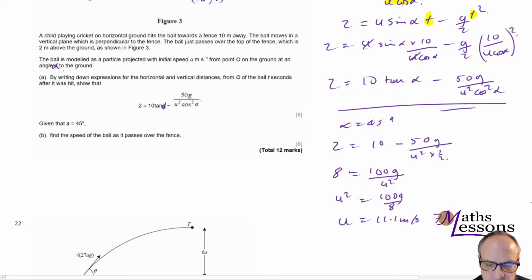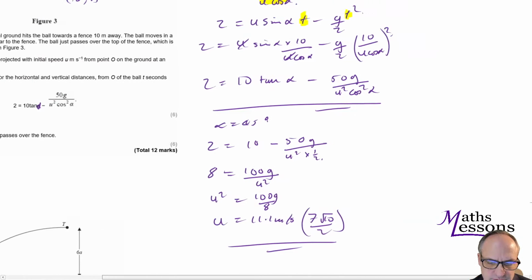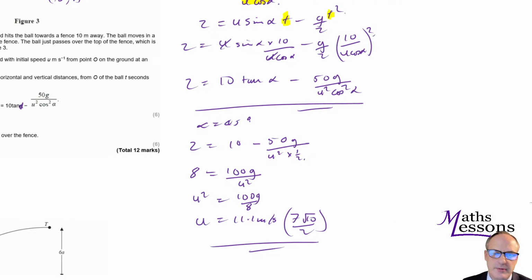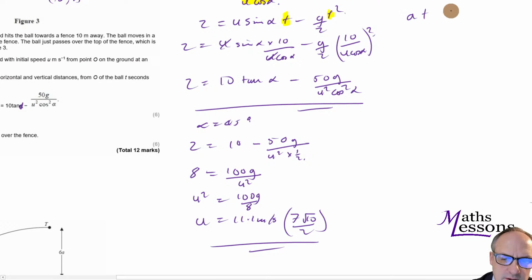Or you can, if you want an exact form, you get 7 root 10 over 2. Now, that hasn't found the speed at which it passes over the fence. It's only just allowed us to find initial velocity. So we've got to do a bit more work, and we've got to look at the point (10, 2).